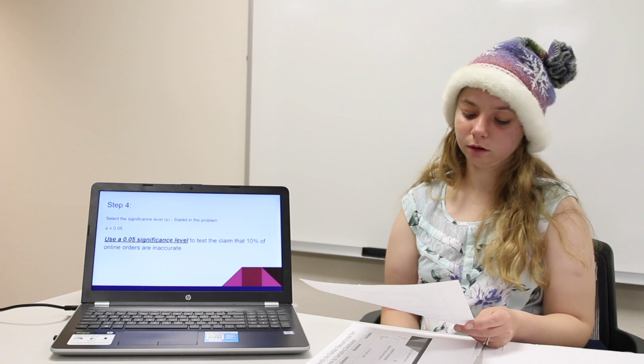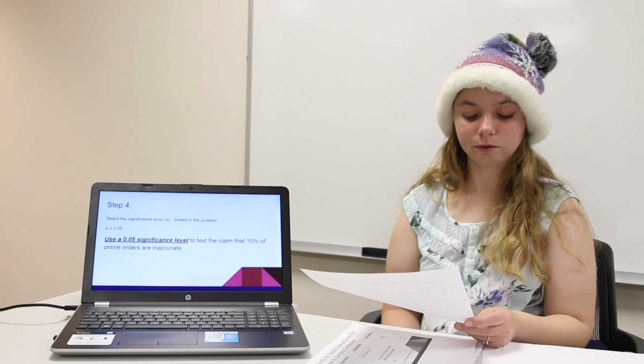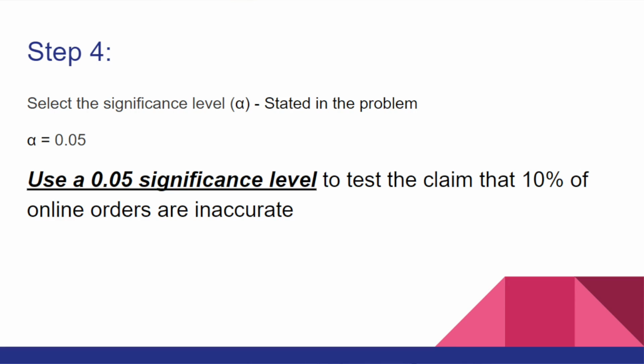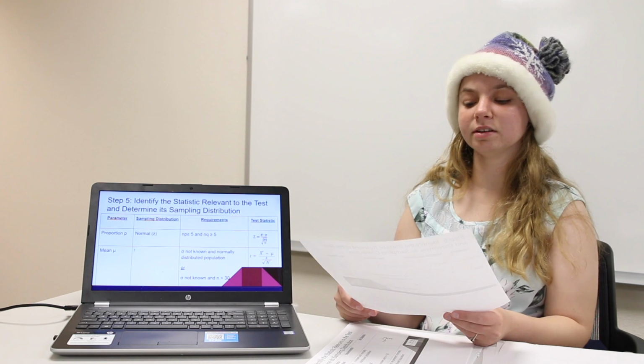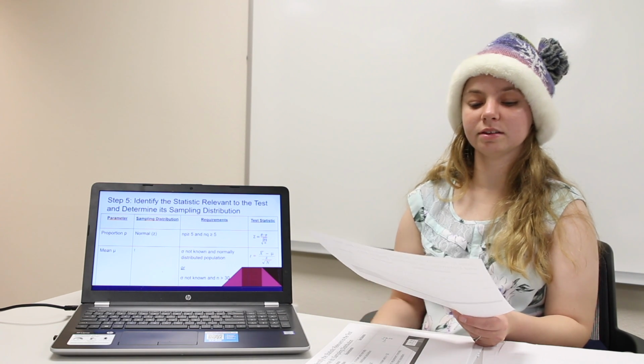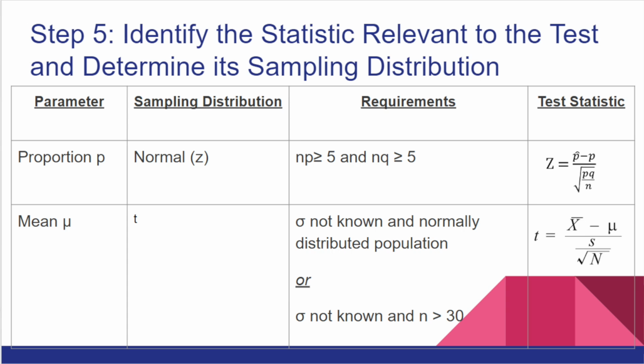Moving on to step 4, you would select a significance level, alpha. For us, this was stated in the problem. Use a 0.05 significance level to test the claim that 10% of online orders are inaccurate. So ours would be alpha equals 0.05. For step 5, we will need to identify the statistic relevant to the test and determine its sampling distribution. So there are several different ways. There's a proportion p, which would be our parameter.